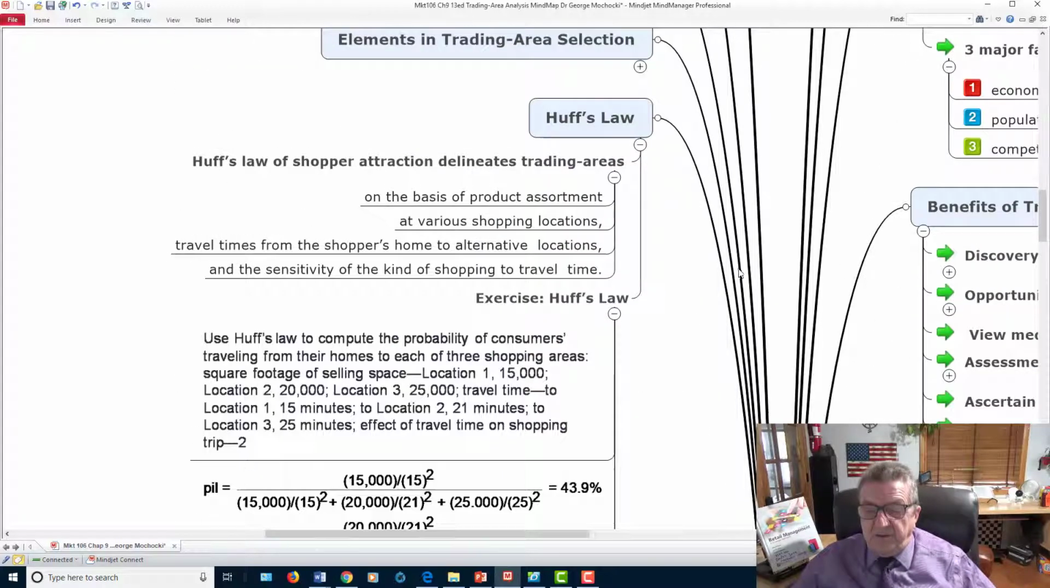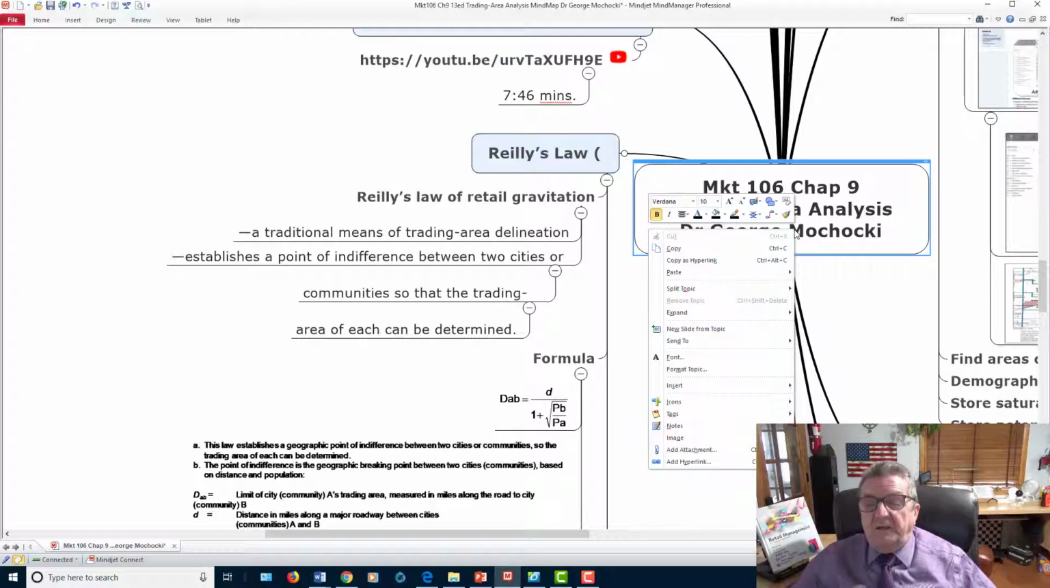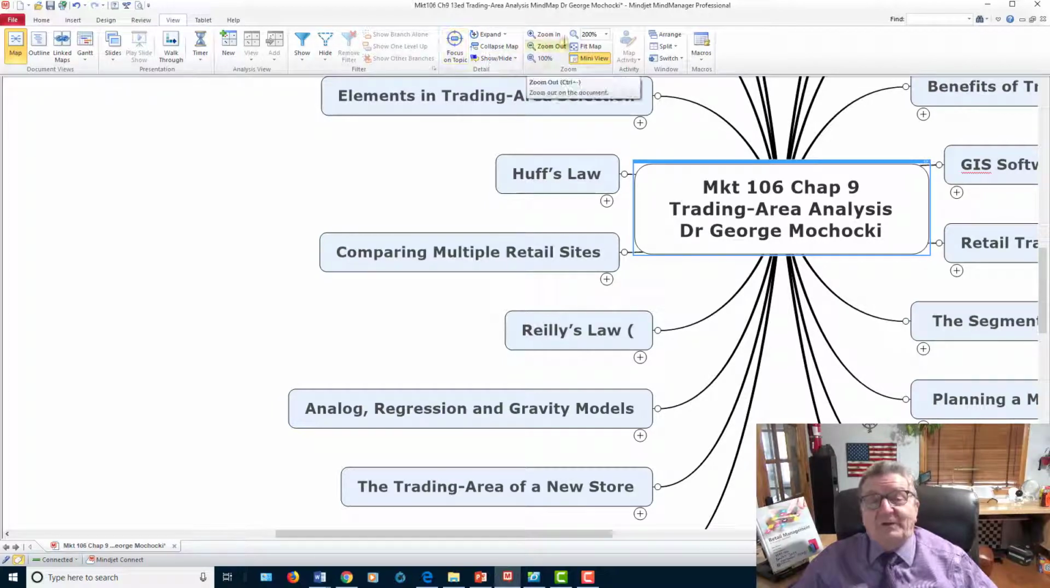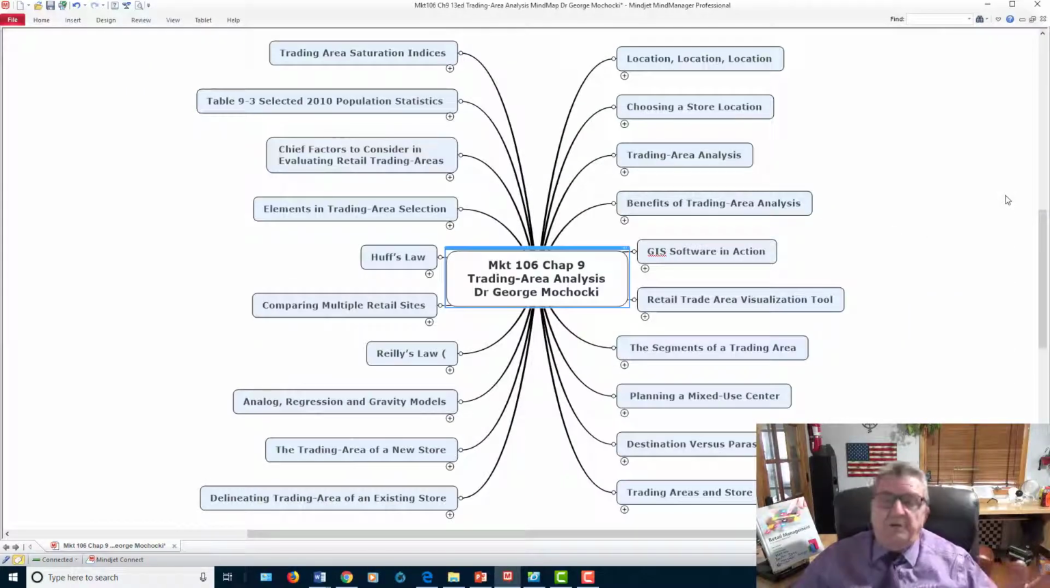Okay, so we have everything else. Let me go back in here, bring this in, expand it back to one, and bring the view back so I can do a good summarization. I bring the view to fit the map. Okay, there we go. All right, so we have everything in here.